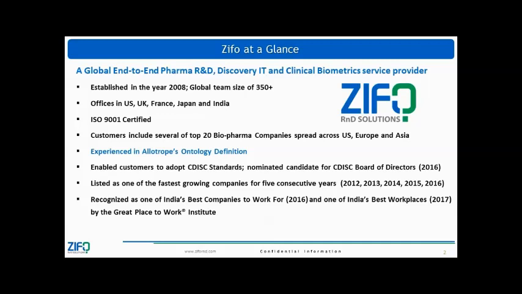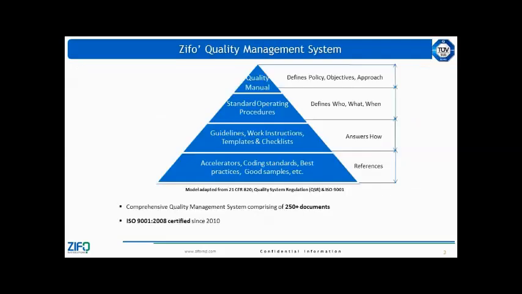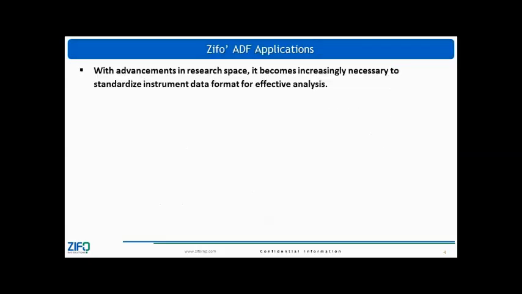Before going to the technical details, I would just like to give a brief background about Zifo. We are an end-to-end pharma R&D based company with a wide presence throughout the globe, and we have been listed as the fastest growing company for the last five consecutive years. One thing I want to highlight is that we have experience in a lot of ontology definitions. We worked on many instruments, defining their terms and properties, over the last year. And yes, we have our own QMS policy with ISO certification.